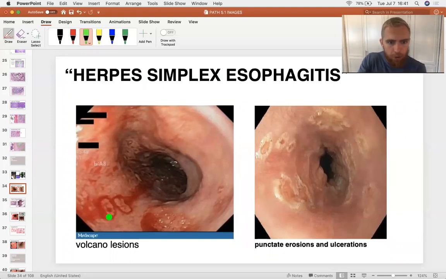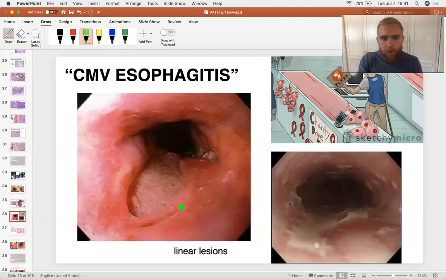You can really tell, like right there, it just looks like somebody took a hole punch. It's a very circular lesion. These lesions are so circular. Like right there, great example. Right here, versus cytomegalovirus, which has some traditionally linear lesions.